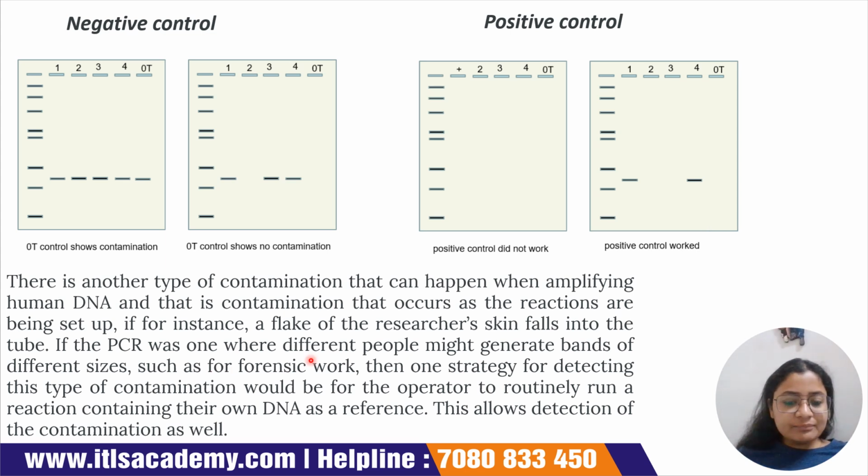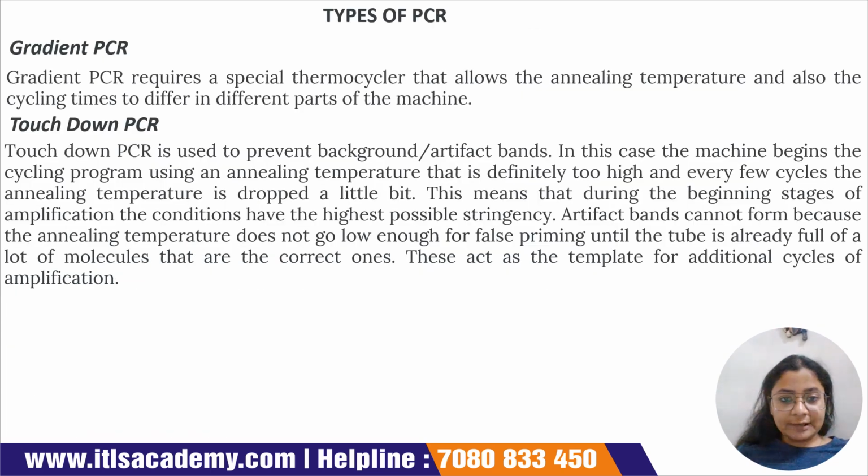So there is another type of contamination that can happen when amplifying human DNA, and that is contamination that occurs as the reactions are being set up. For instance, a flake of the researcher's skin can fall into the tube. That's why wearing gloves, masks, these are very important. If the PCR was one where different people might generate bands of different sizes, such as for forensic work, then one strategy for detecting this type of contamination would be for the operator to routinely run a reaction containing their own DNA as a reference. This will allow detection of contamination as well.